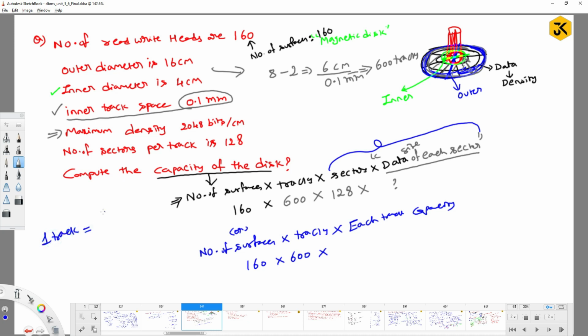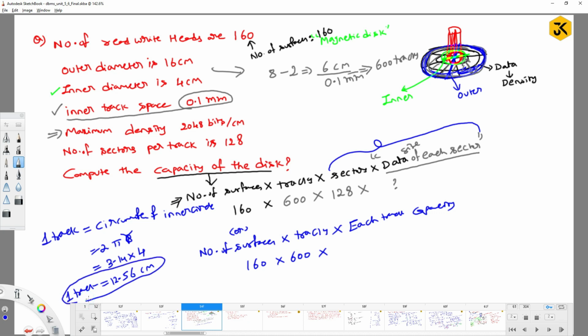Size of one track, I can say it as simply the circumference of one circle. Am I right or not? Circumference of one inner circle. What is the circumference of an inner circle? 2 pi r, right? So 3.14 into, what is the value of 2r? Which is 4 centimeters. So I can say that this will be 12.56 centimeters.